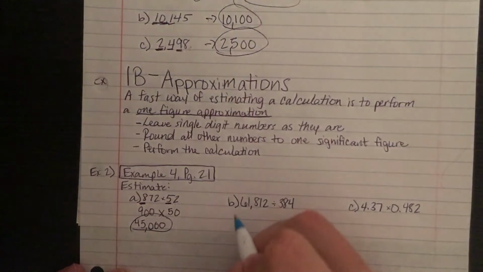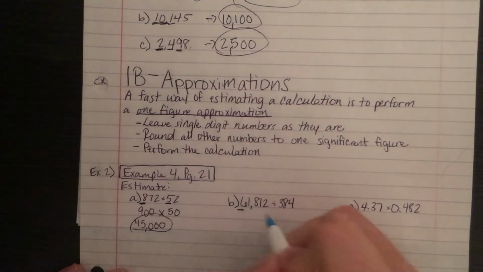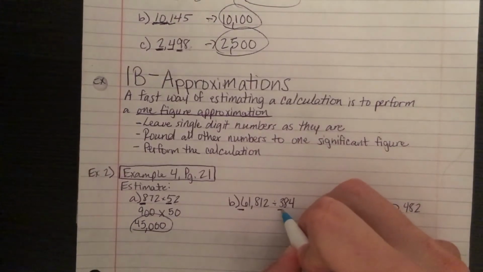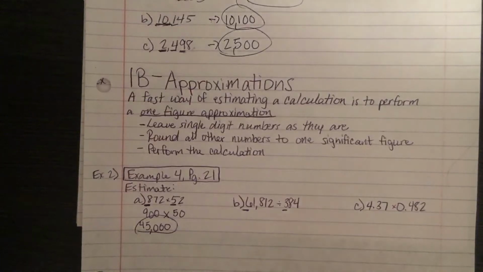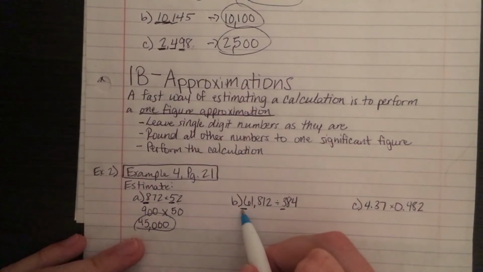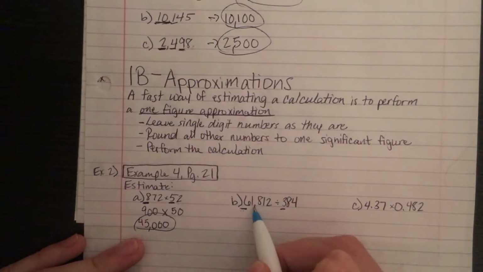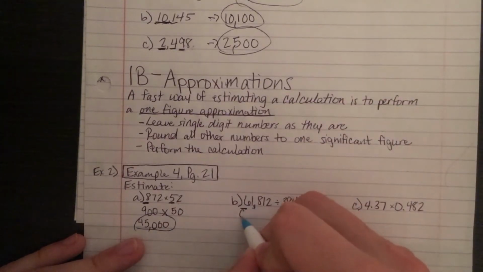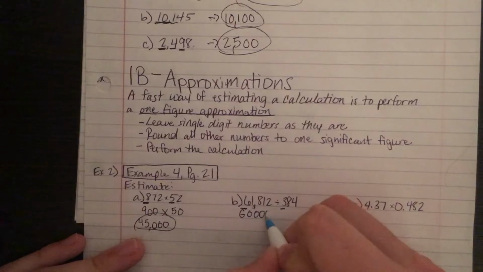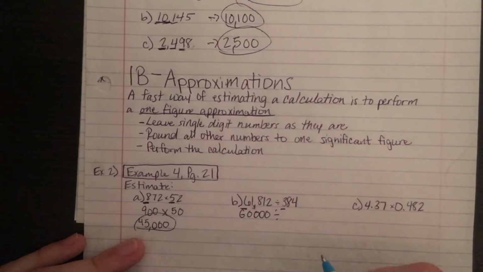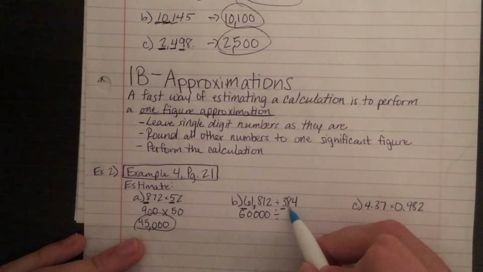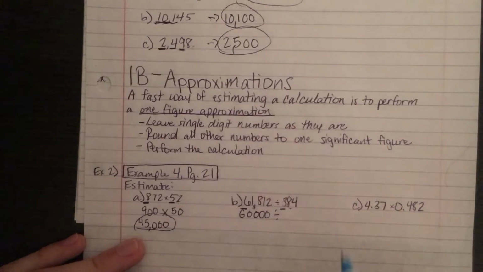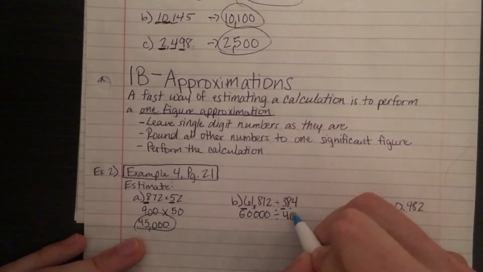So let's see. If we do 61,812 divided by 384, we're going to round these to one sig fig. So since the number before this is a 1, we're going to round down to 0. So we're going to call this 60,000 divided by, so let's see, 384. The number after the 3 is an 8, so we're going to round up to an even 400.